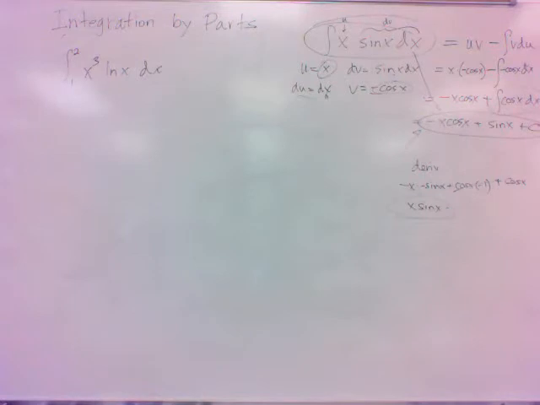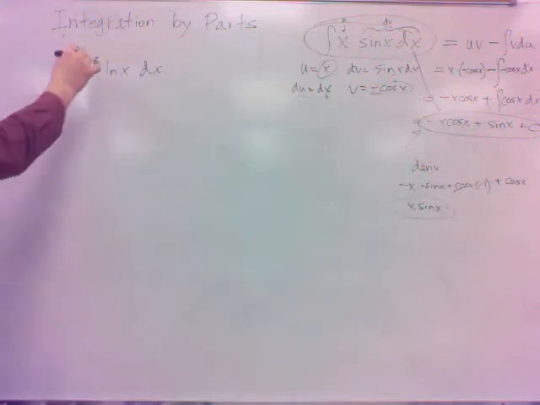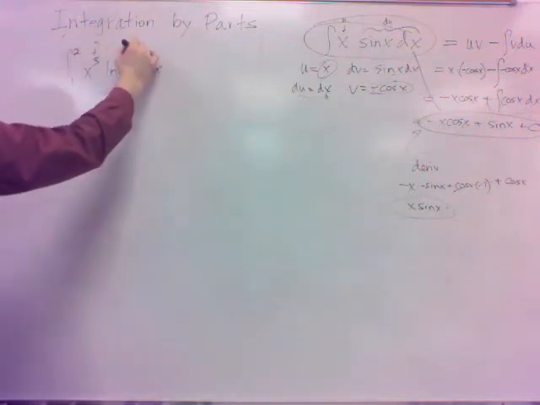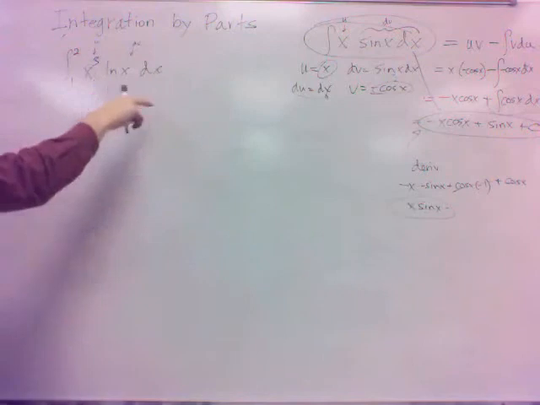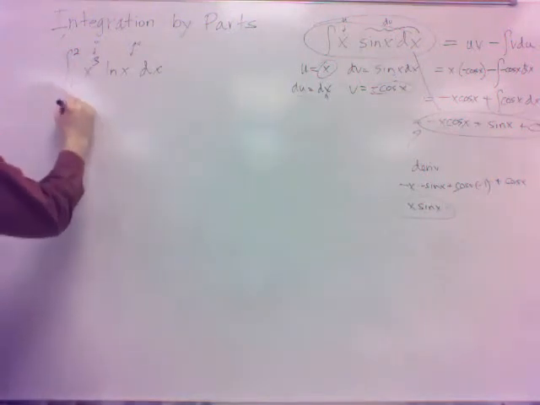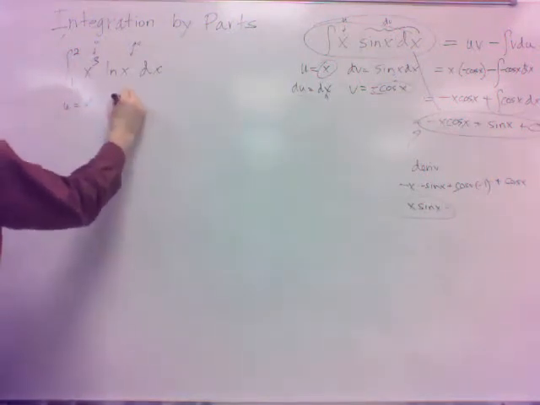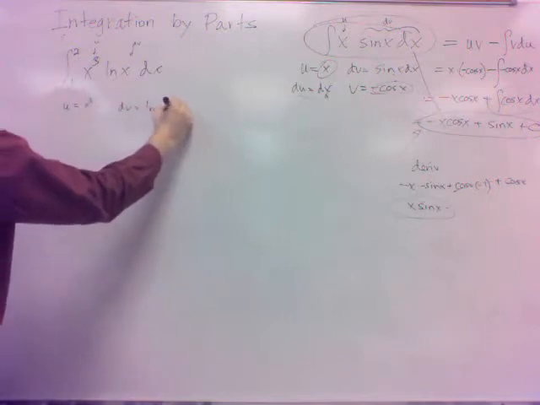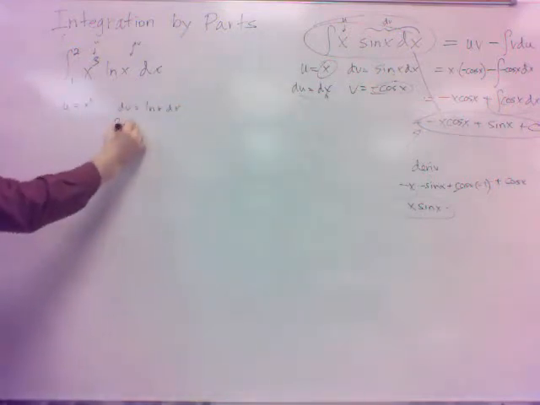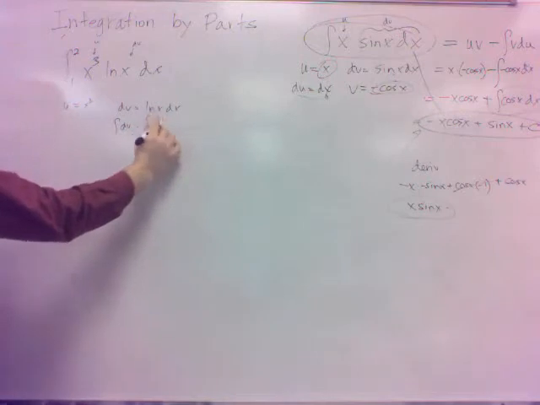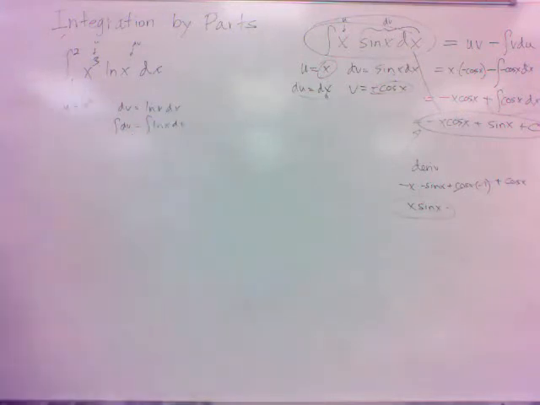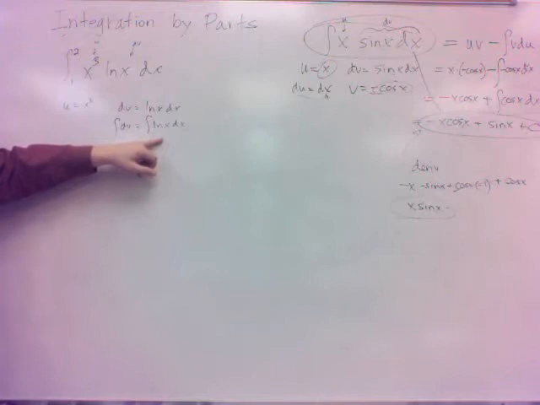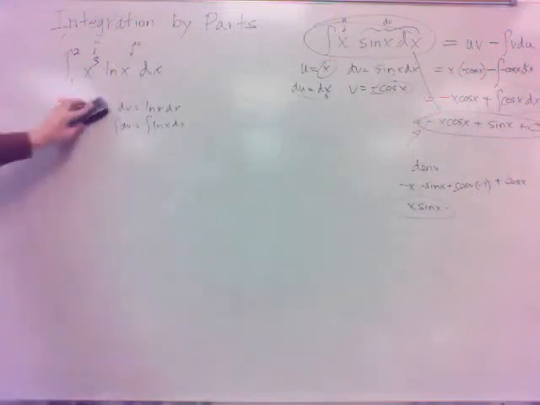Now, I'm going to switch it up here a little bit. Because, for one thing, if I let this be u and this be dv, you see a problem? Because think about it. If I did that, u equals x cubed, and then dv is the ln of x, you see a problem there? Because here's the problem. If I do the integral of that, that's not a very nice integral. The integral of natural log of x. It's doable, but it's not nice. That's one clue that we may not want to go that way. No, we're going to switch it around.